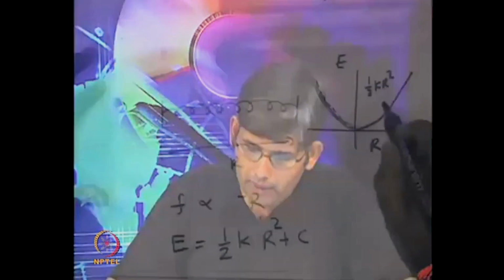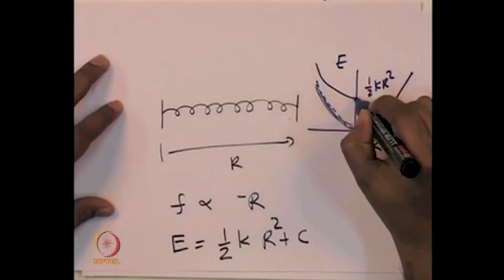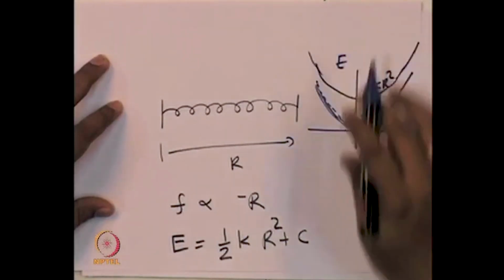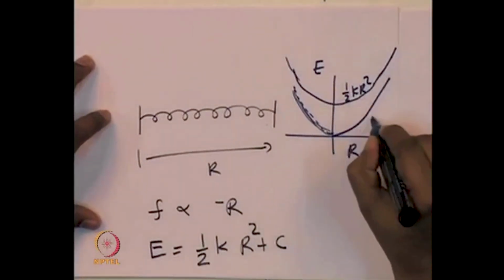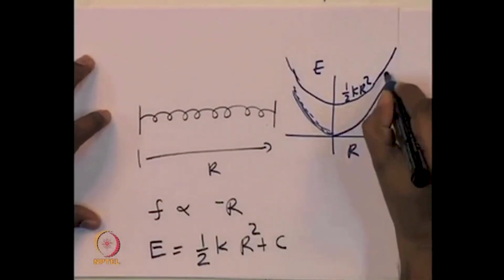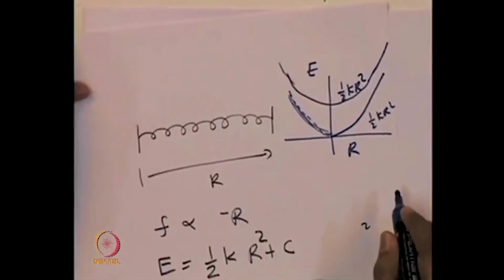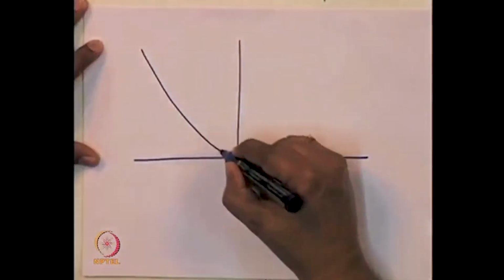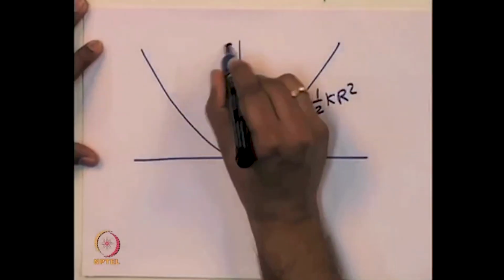So, let us have a look at this plot once more. Even if you add a constant to this, the curve will become something like this. So, essentially it will get shifted, but the shape of the curve will not change. So, this is half k r square, and this is half k r square plus a constant. So, let me plot this a little more carefully in the next one. So, let us plot here. This is half k r square, which is energy versus r.